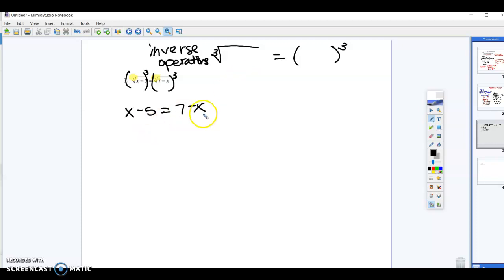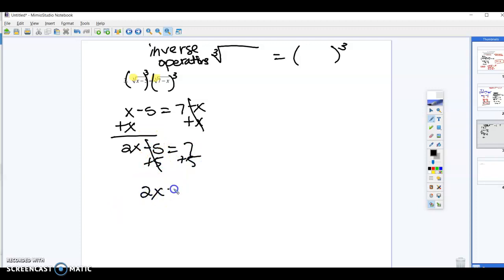Okay, so now my next step is to get x by itself. So we're going to move x's to one side and the numbers to the other. So we're going to add x to both sides. And that's going to give me 2x minus 5 equals 7. We're going to add 5 to both sides. And that's going to give me 2x equals 12. Still want to get x by itself, so we're going to divide by 2 on both sides. And that's going to give me x equals 6.